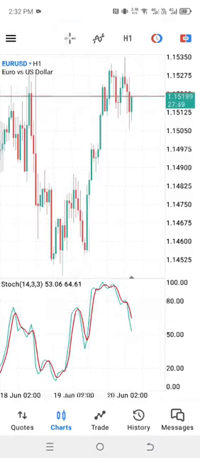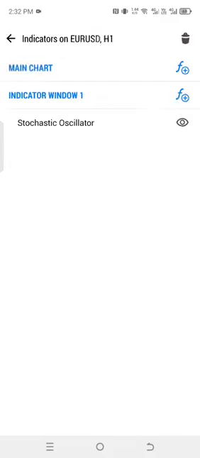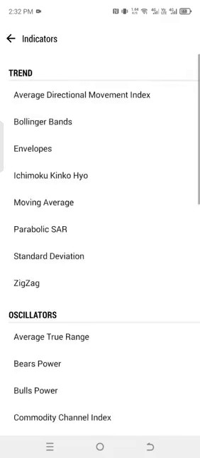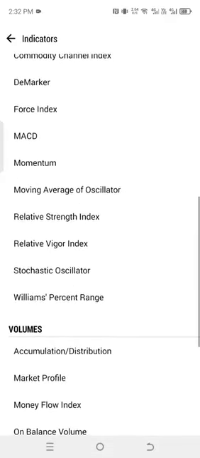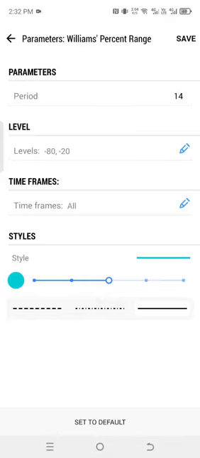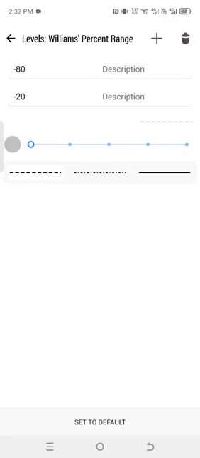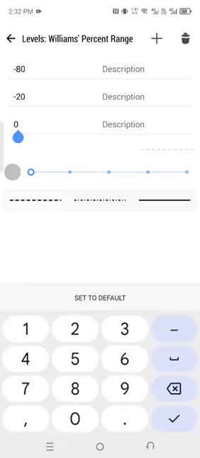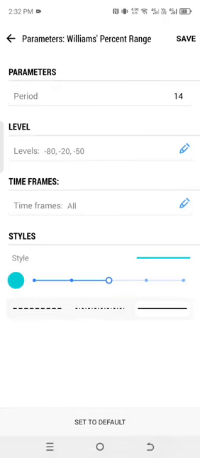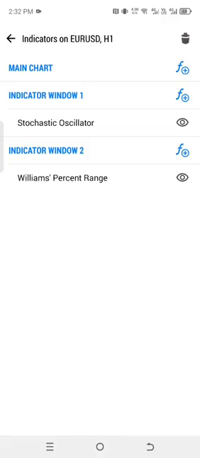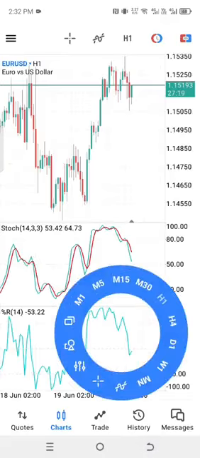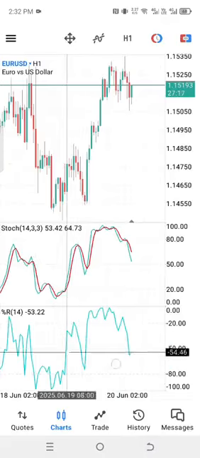Now I'm going to be adding the main indicator that makes all the difference, and that is what we call the Williams percentage range. So I'm going to be adding it straight to the chart. This is it, the Williams percentage range. I'm going to be working with period 14, also levels -80 and levels -20. However, I'm going to be adding one more level, which is level -50. So I'm going to be adding all of that to the chart and then click on done. So this is the Williams percentage range in the chart, guys.